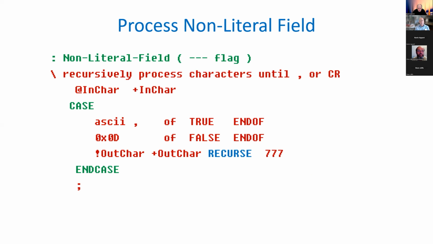So the in character fetches and analyzes the next character in our input stream, and we examine the case. If it's an ASCII comma, again, this is the end of an element, we return true. If it's a hex 0D, return false, and otherwise it's got to be something to process. So in this case, the out character just stores the character in the output buffer and increments. And again, now it recurses, so it's calling itself back to non-literal field. So it re-enters itself. And in this case, it leaves the 777 as that required end case. So in this case, we either exit or we continue recursively for additional characters.